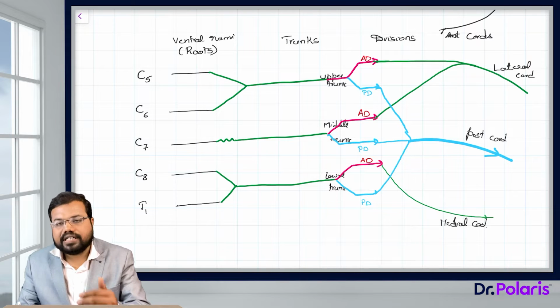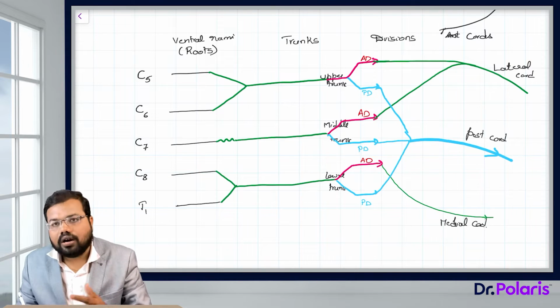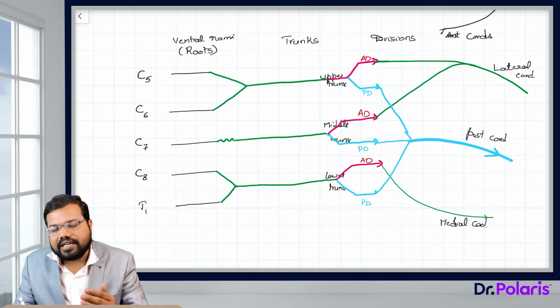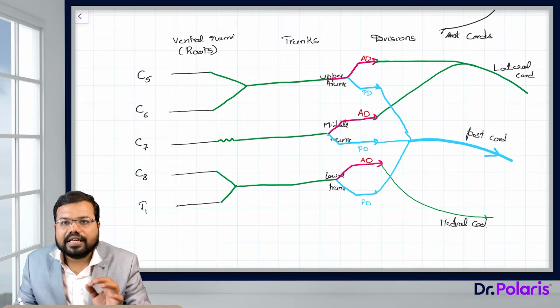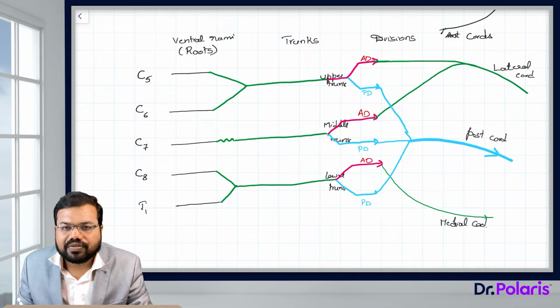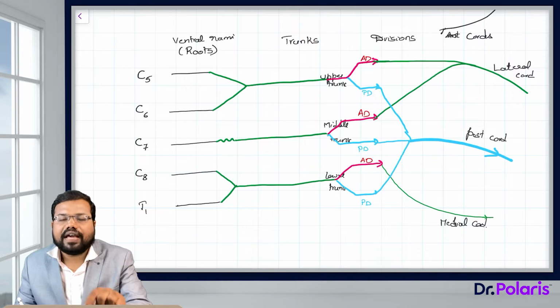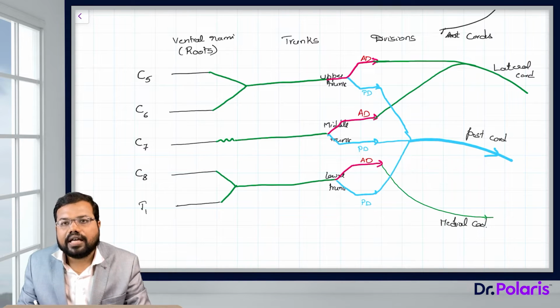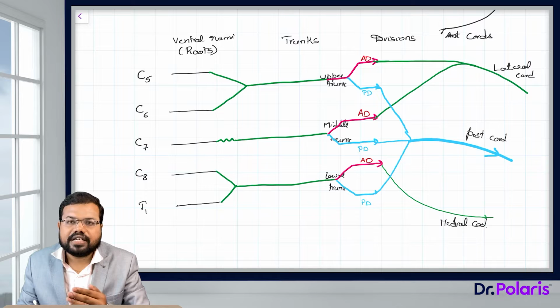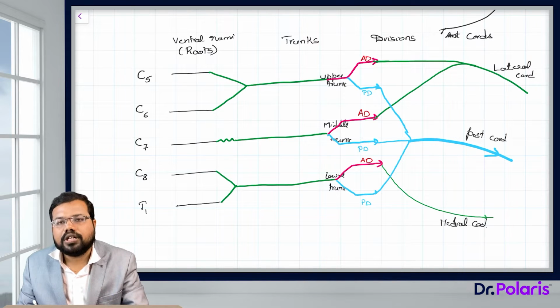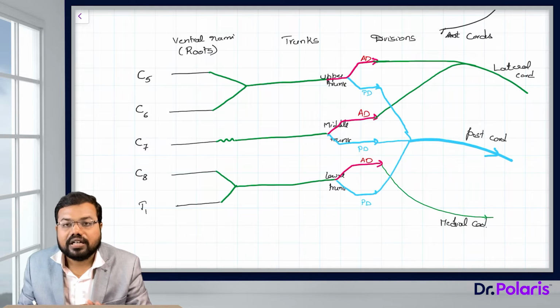Sir, why is it called the lateral cord? Why is it called the medial cord? And why is it called the posterior cord? Simple. The medial, lateral, and posterior naming is based upon the relations with the second part of the axillary artery. If a cord is present medial to the second part of the axillary artery, it is called the medial cord. If it is present lateral to the second part of the axillary artery, it is the lateral cord. If it is present posterior to the second part of the axillary artery, it is the posterior cord.